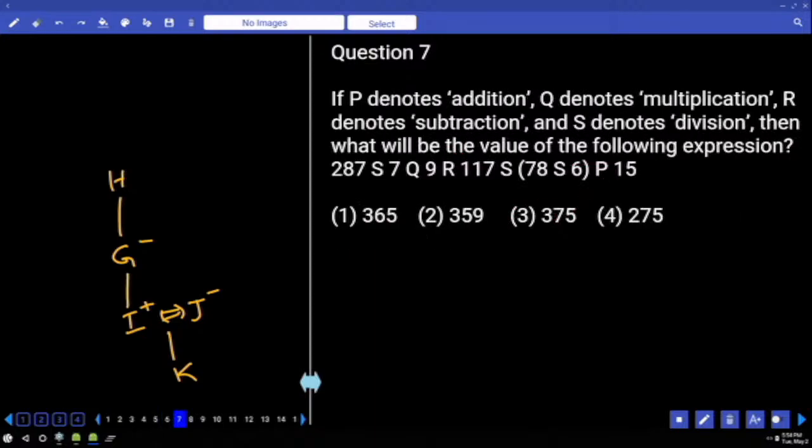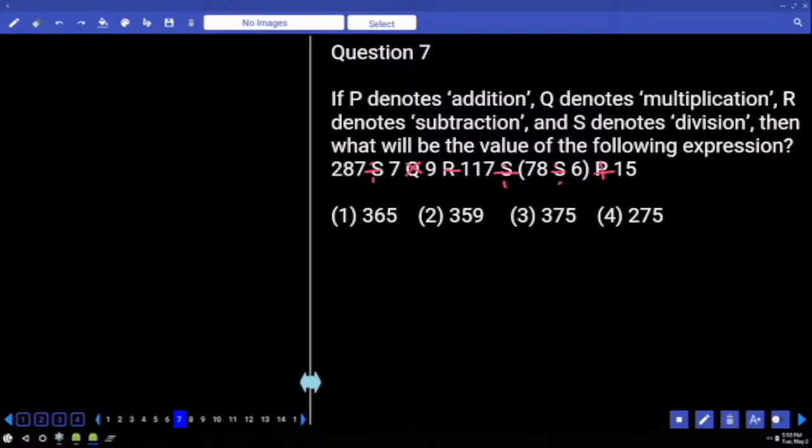Then the seventh one. P denotes addition and so on. S stands for division, 287 divided by 7. Q is for multiplication. R stands for subtraction. S stands for division, and P stands for addition. Now tell me what is the value of this one.